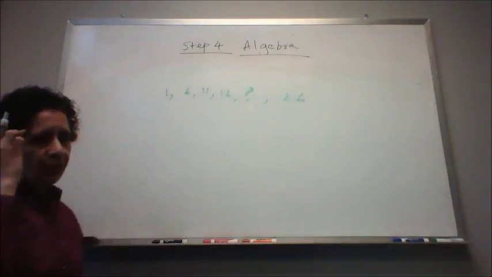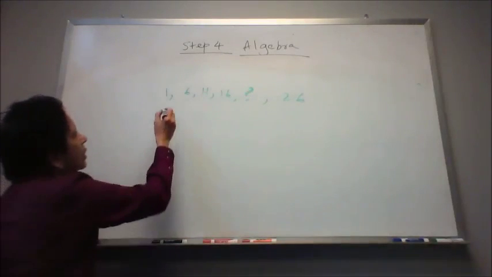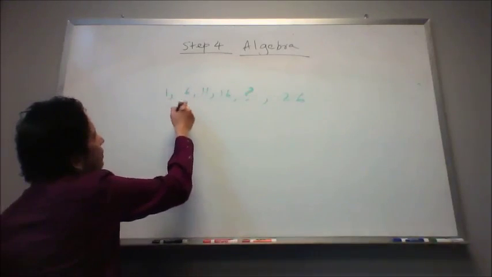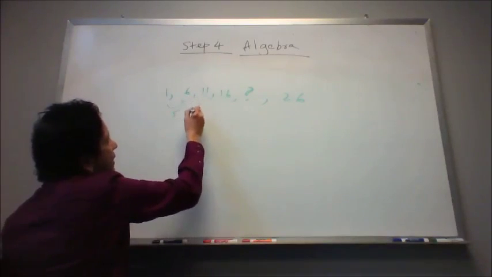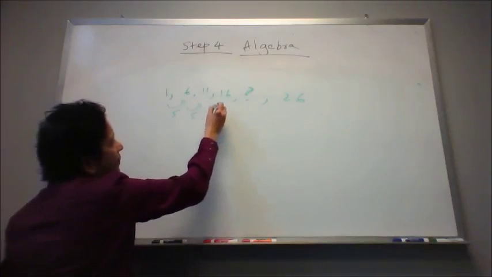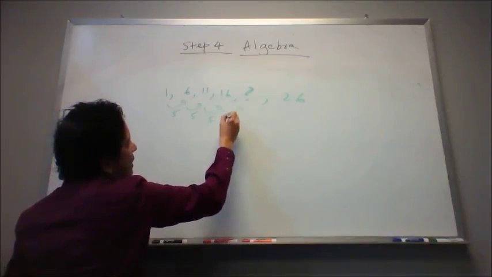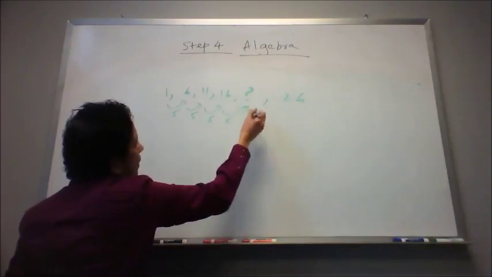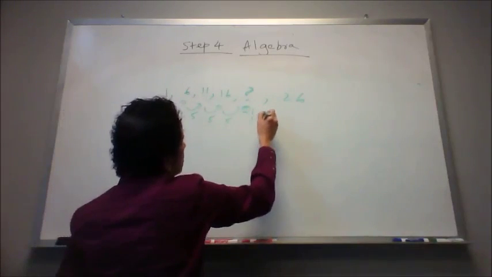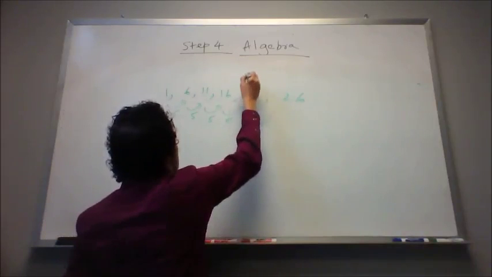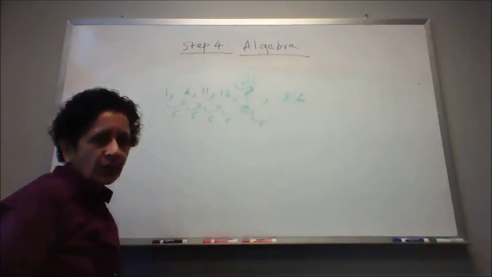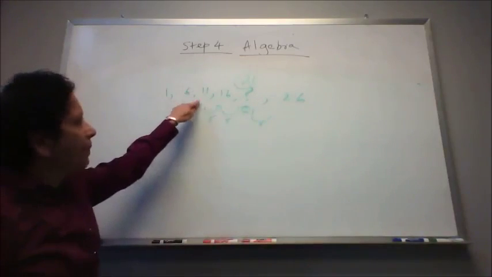So you need to be looking for the patterns. 1, and if you add 5, you get 6. 6, and then you add a 5, you get 11. 11, and then you add a 5, you get 16. And then 16, you add a 5, you get 21. And then 21, you add a 5, you get 26. So the missing number is 26. You just need to look for the pattern, okay?